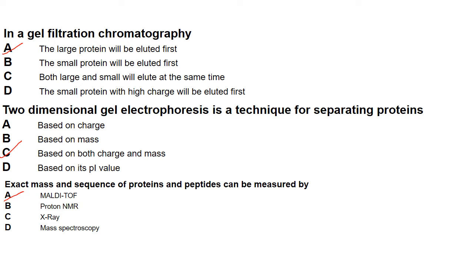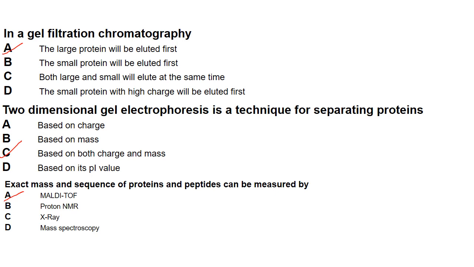Two-dimensional gel electrophoresis is a technique for separating protein based on both charge and mass. It is based on isoelectric focusing as well as SDS PAGE. So that is two-dimensional gel electrophoresis. So it is based both on charge and mass.